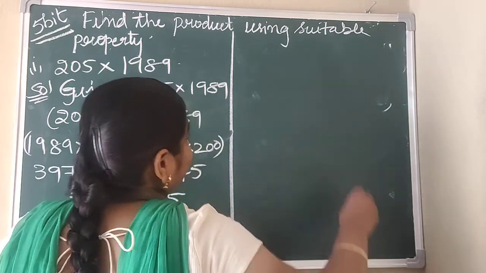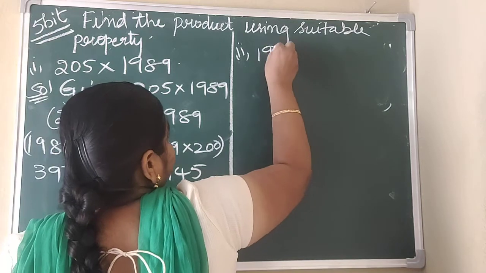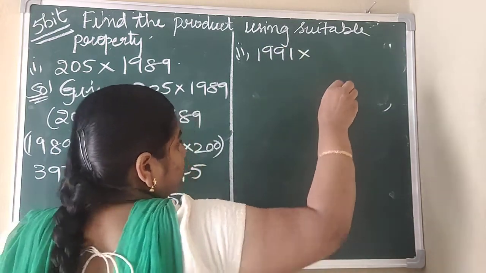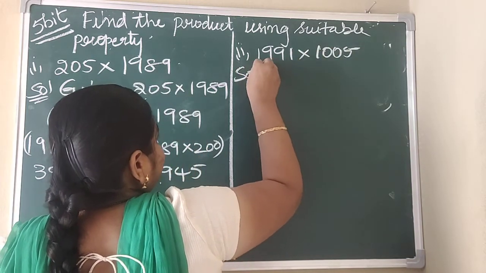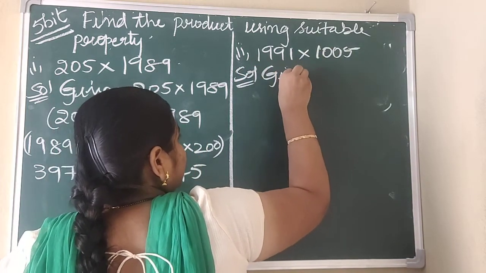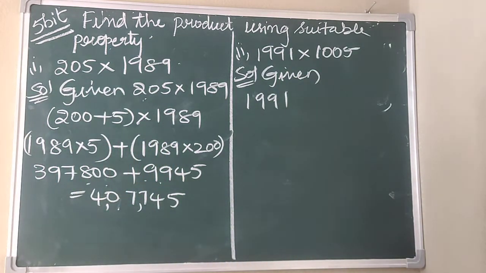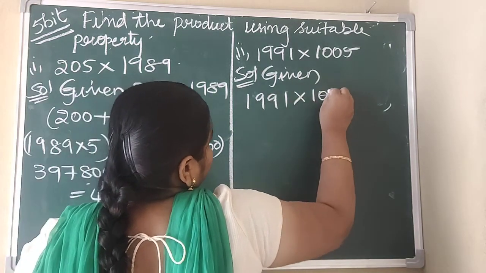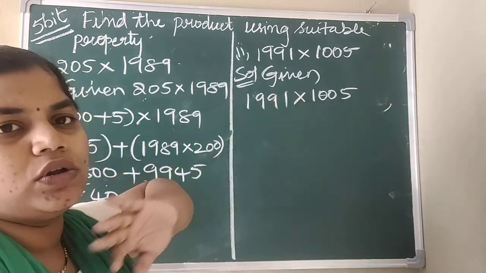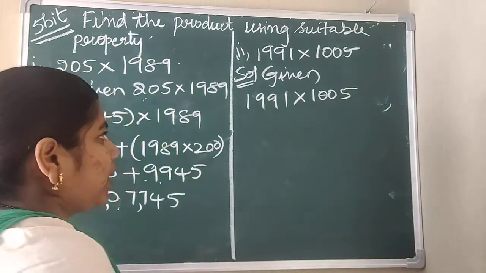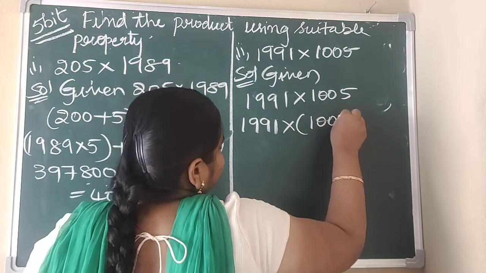So in the same way, second one. What is the second one? 1991 into 1005. So which one you can split easily? Use that. So given 1991 into 1005. I am splitting this value, that is 1005. You can split this one also, no problem. So I am splitting in this one. I am writing it as 1000 plus 5.